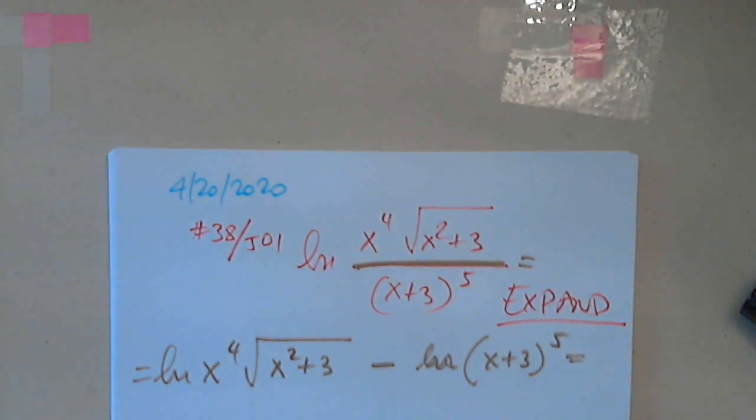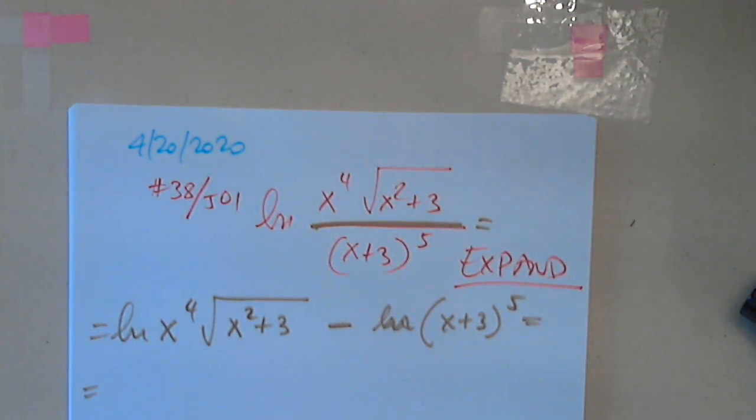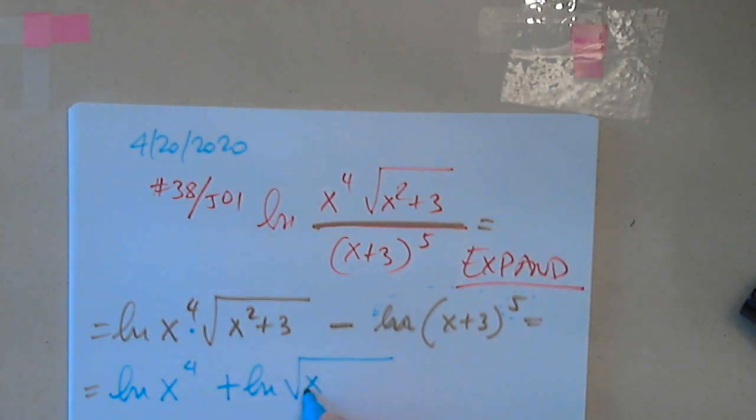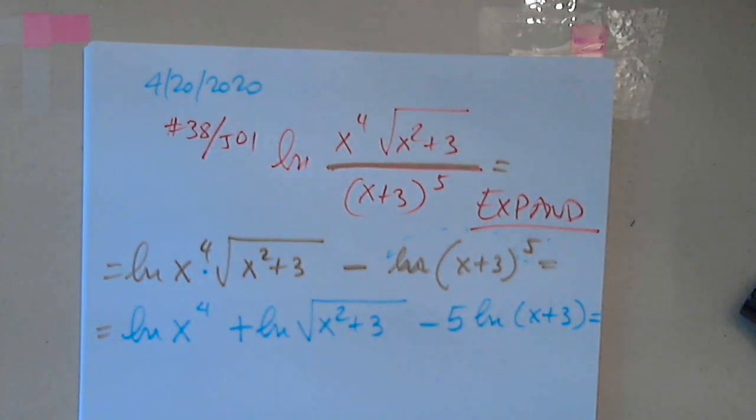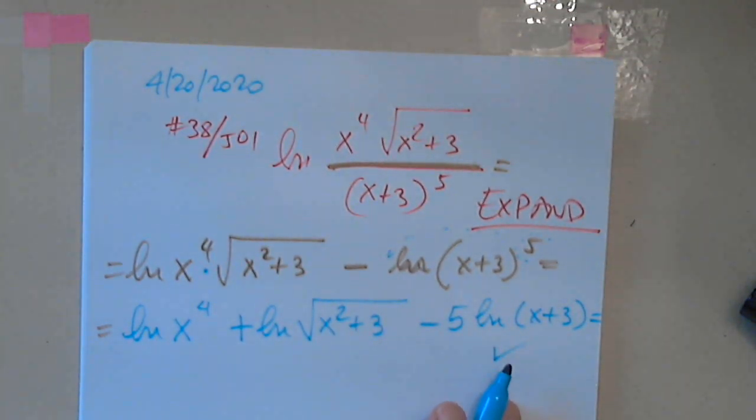At this point, I realize that this is a product right here. And this one, the only thing I can do is just bring 5 in front. There is nothing else. But this is a product. And we know that the product rule says natural log of x to the fourth plus natural log of the square root of x squared plus 3, minus 5 natural log of x plus 3. This is completely done. No one can simplify that any further. But these two can be simplified.